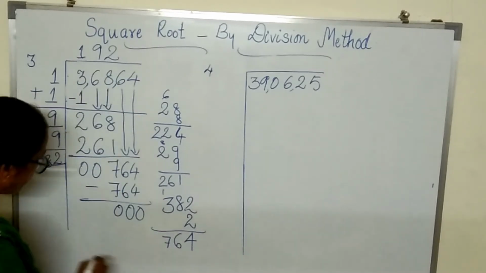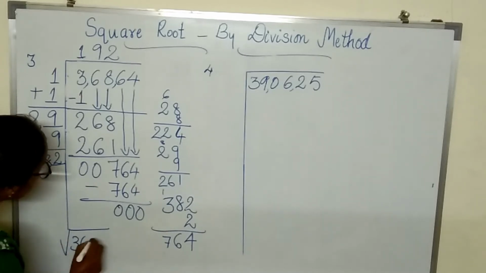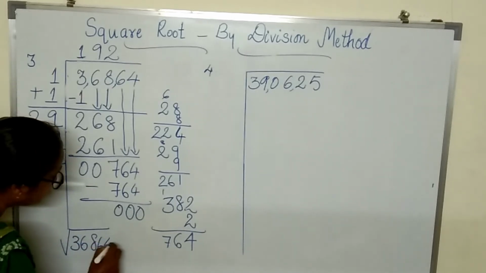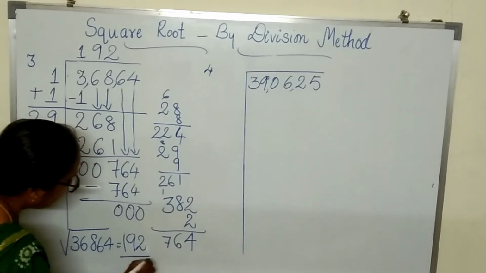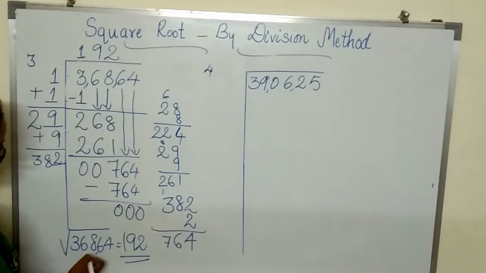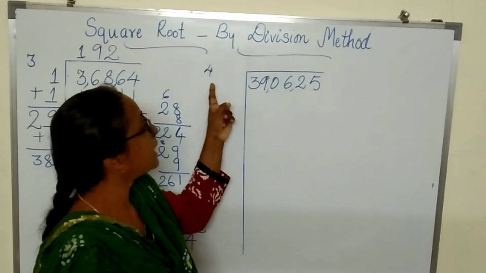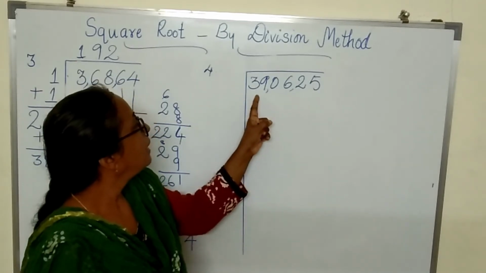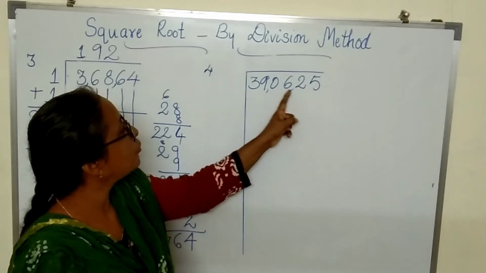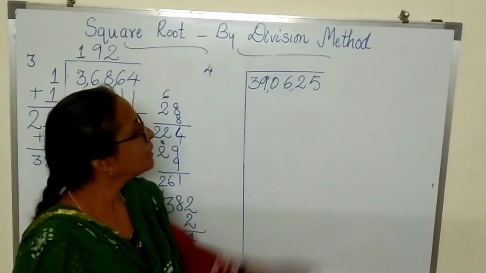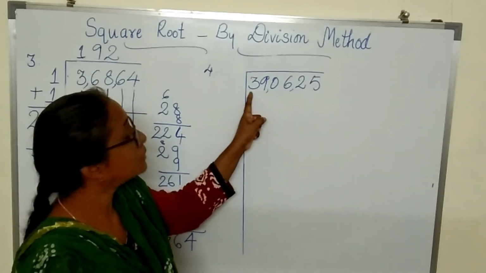So the square root of this number 36864 is 192. Okay. So the next number is this. How many digits are there? 1, 2, 3, 4, 5, 6 digits are there. Again, it is made into groups. Okay, here we have 39.